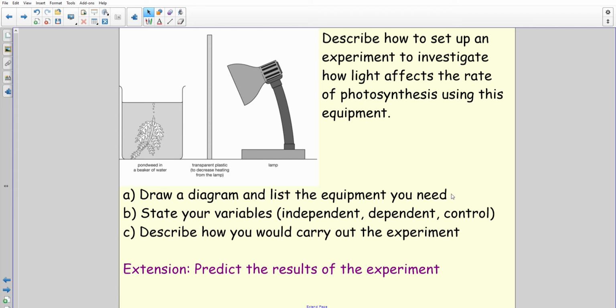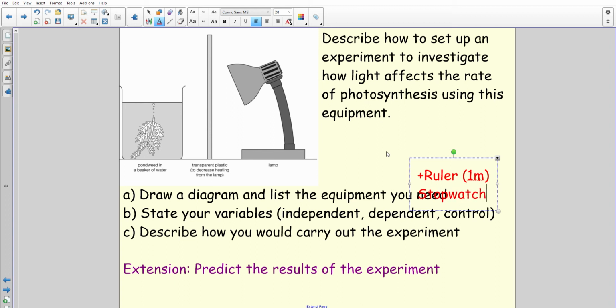So obviously a diagram and your equipment, you've got everything you need on there. You're going to need everything that you see on the screen plus a ruler, preferably 1 meter, and you're going to need a stopwatch because you're going to be timing the number of bubbles in 1 minute. Right, so we talked about your variables already.